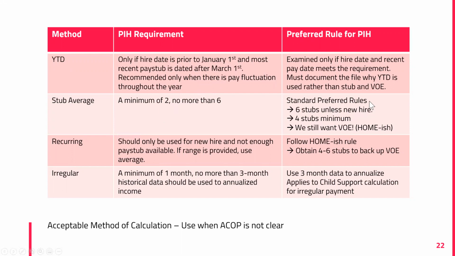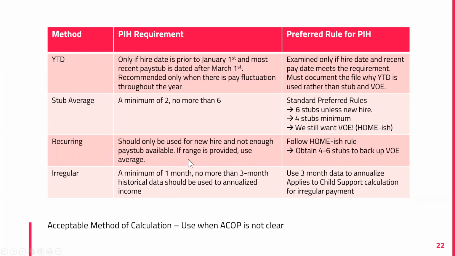The standard preferred rule is what we're going to be using, which is the 6 stubs, unless it's a new hire. We still want a minimum of 4 stubs, and we still want the VOE. So we're kind of going with the HOME-ish rule thing here, and I'll go over how that works in a little bit. Then we have the recurring.